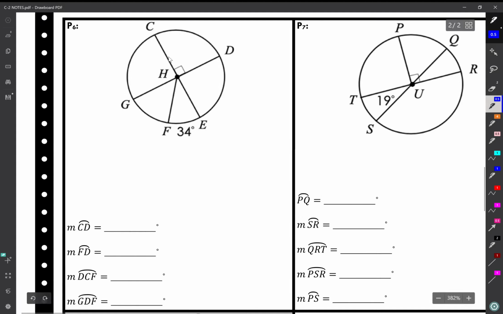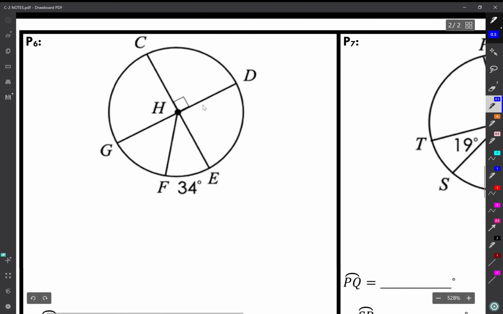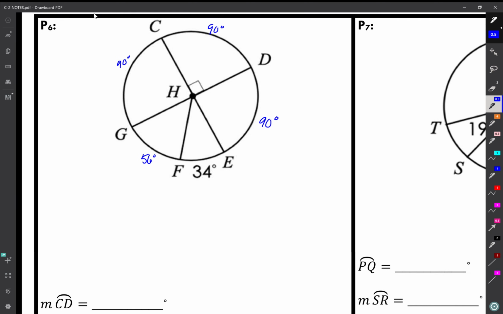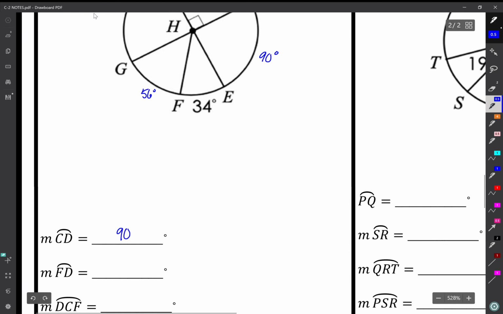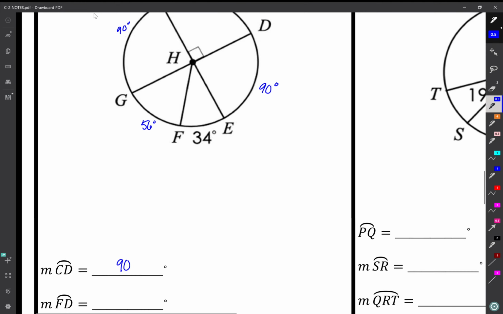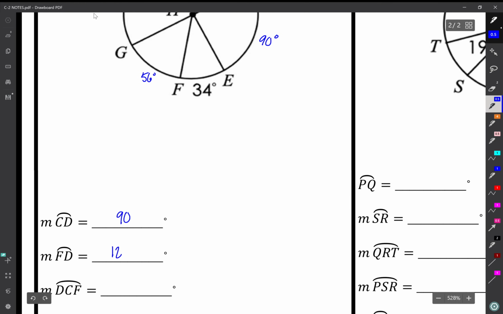P6, we're going to find everything we can. So, I know this is a 90-degree angle, so this has to be 90. That makes this 90. And that makes this 90. Now I can find this one by doing 90 minus 34. So this arc is 56 degrees. So I've got everything I want right now. Let's look at what it's asking for. First, for CD, we found that to be 90 degrees. For FD would be this 34 plus a 90, which would result in 124 degrees.